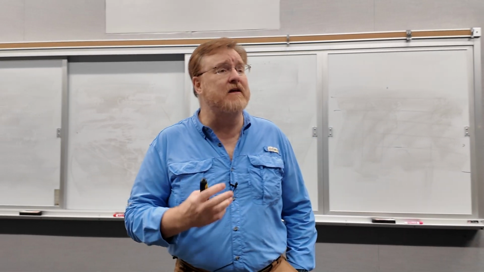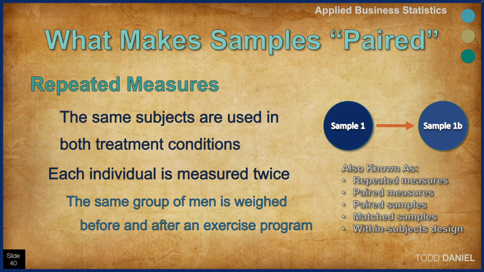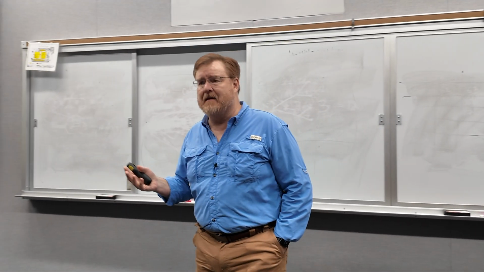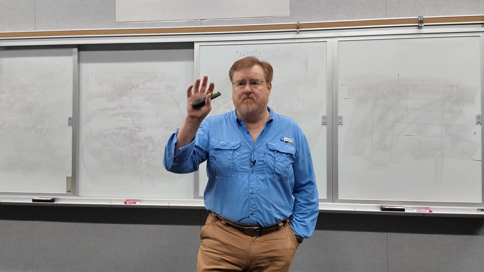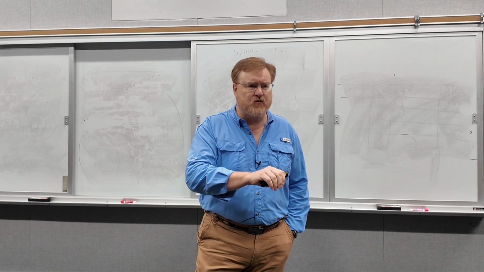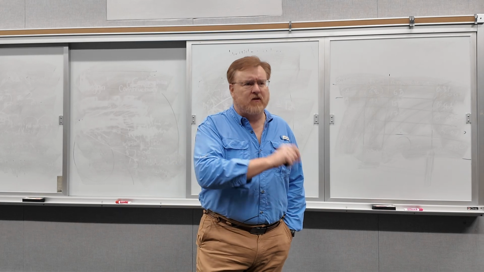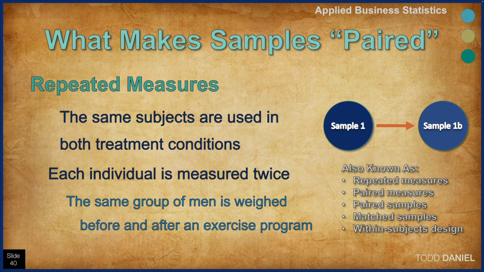The first is the one that I've been telling you about, where we have repeated measures. This is the same subjects used in both treatment conditions. Sample 1 are the same people as sample 1B. Each individual is measured twice. This would be like a before and after study. If we're doing a simple example where we have a group of people who are receiving a training, we might test them before the training, and then we test them again after the training, maybe it's an hour later, and we see if they've learned anything before and after. Each individual is measured twice, such as the same group of men being weighed before and after an exercise program.